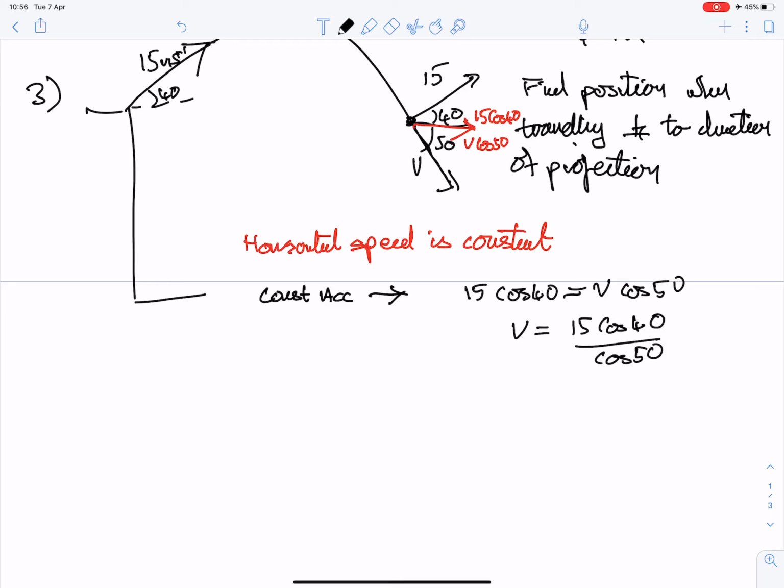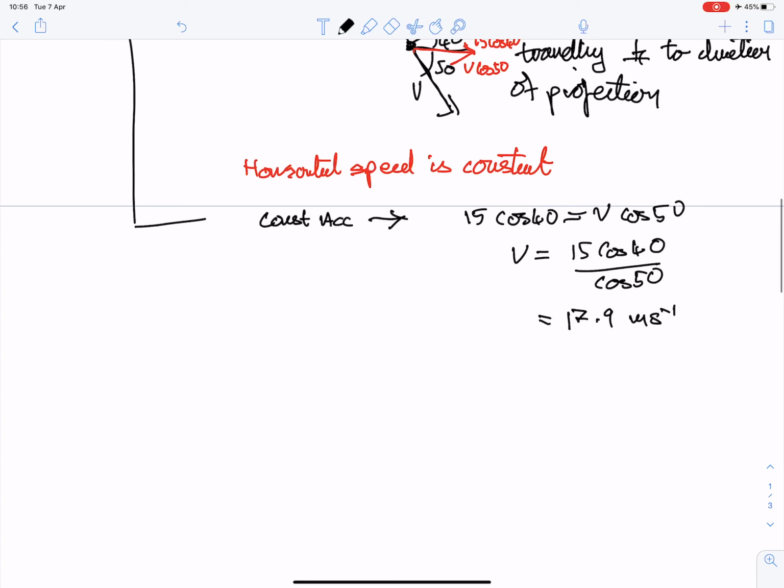Okay, so we've got v, we can tap that in the calculator, and that comes out to be about 17.9 metres per second. Now we're still looking for the position, but to get the position we're going to need to know the time at that location first of all. So we're now thinking about the time when it's perpendicular.